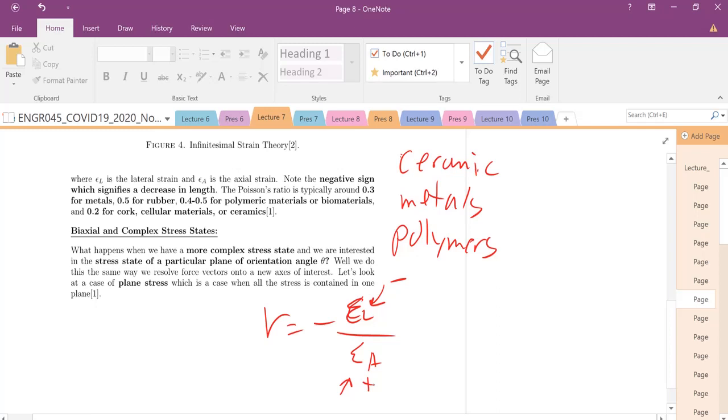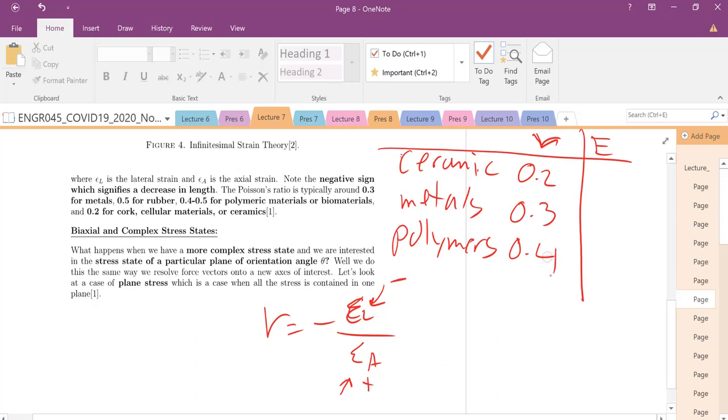The values I want you to start to memorize, just like what we saw, and we'll do a little quiz here for Young's modulus as well: for ceramics, Poisson's ratio is generally around 0.2. For metals, 0.3. For polymers or biomaterials, generally about 0.4 to 0.5. I'd say 0.4 is a good value. Obviously those values can change, but they're good general values to know.